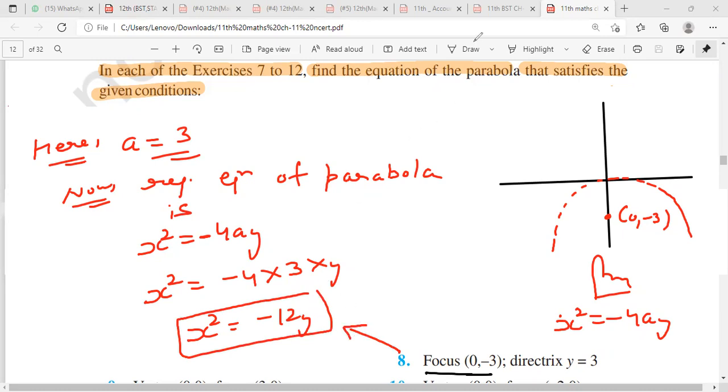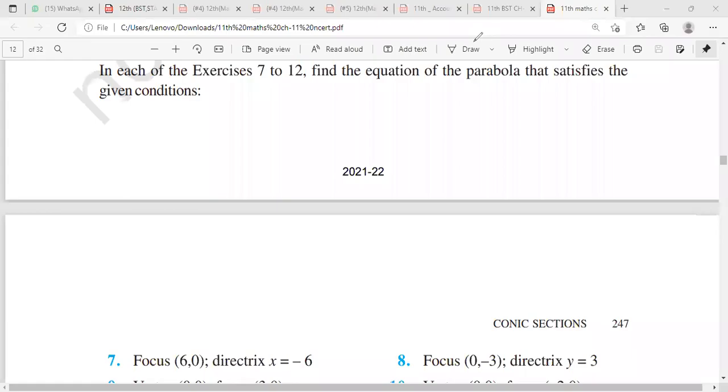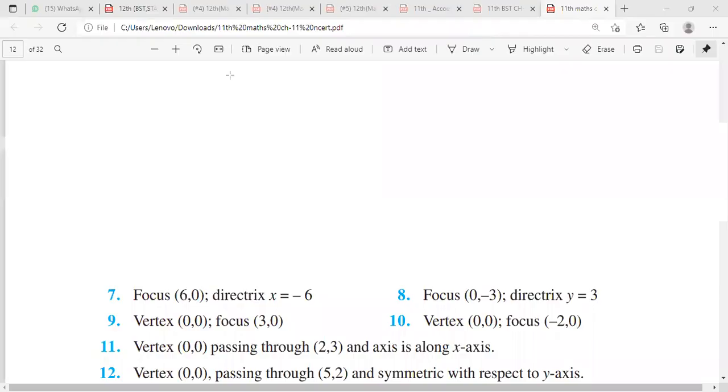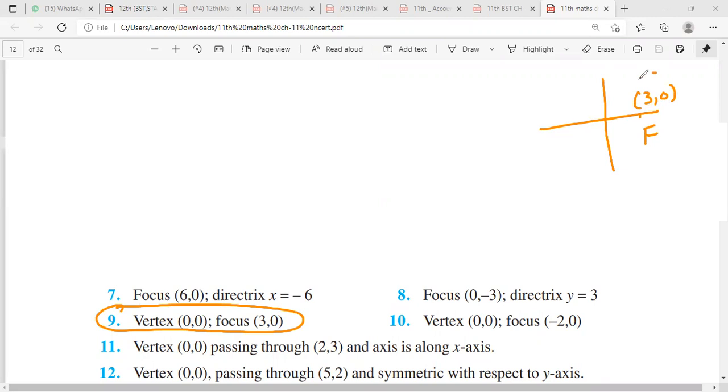Let's move to the next question. Next question is question number 9. Vertex 0, 0 and focus is 3, 0. Focus 3, 0 means what? Focus is on the positive x-axis, that is 3, 0. It means the required parabola is rightward parabola.